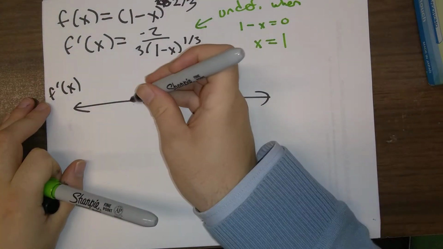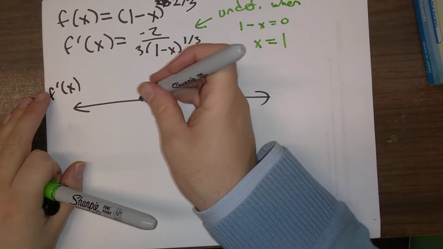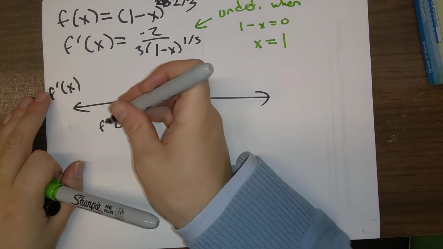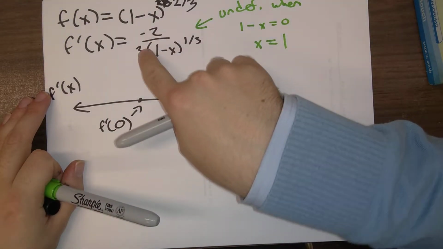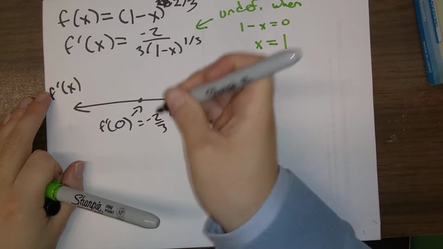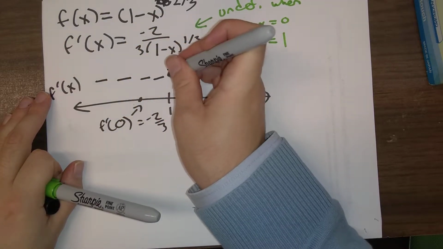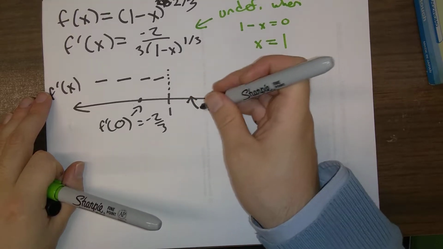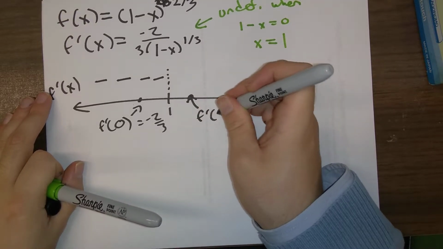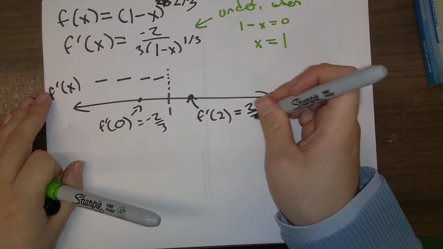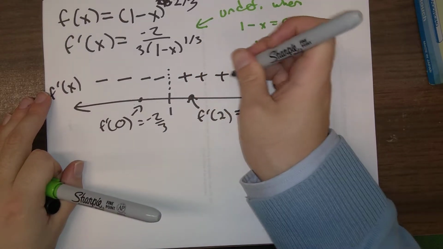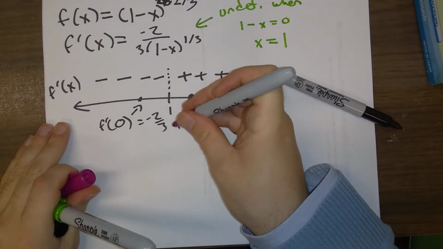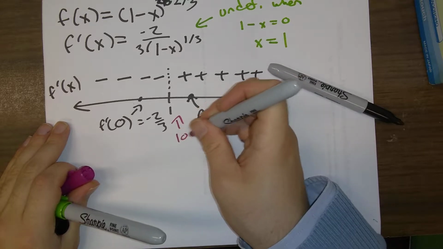If we test, let's say, 0 here, f prime of 0 is going to be minus 2/3. That's negative. If we test something like 2 here, f prime of 2 is going to equal positive 2/3, plus, plus, plus, plus. And so we see, what do we have here? Change from minus to plus. This is a local min.